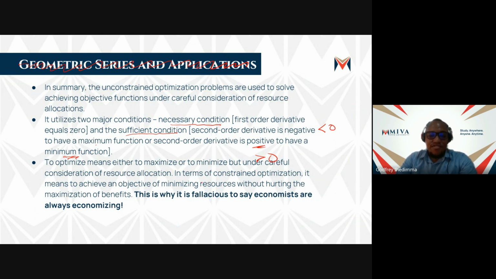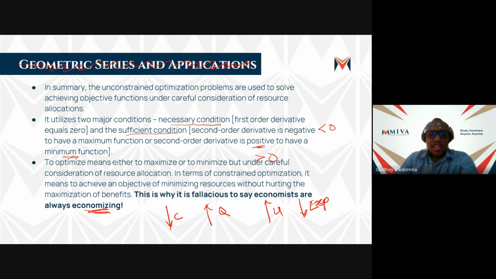Now, this is why it is very fallacious to say that economists are always economizing, because to economize means just to reduce the loss, to reduce the cost without paying attention to the benefit. So economists do not economize. The correct word is economists optimize, because while you are trying to bring down your costs, you are also trying to increase your output. While you are trying to increase your utility, you are trying to reduce your expenditure.